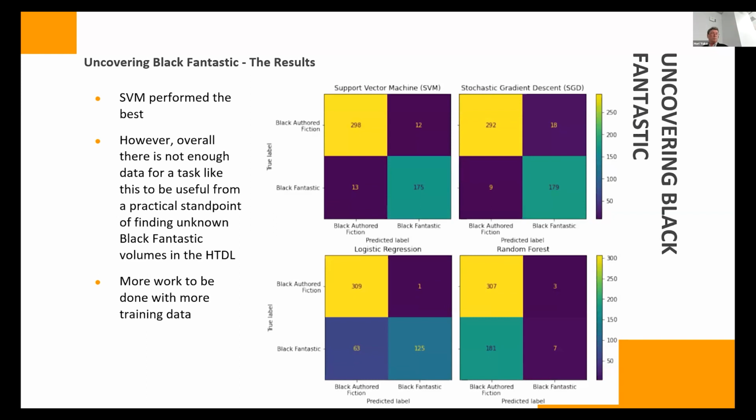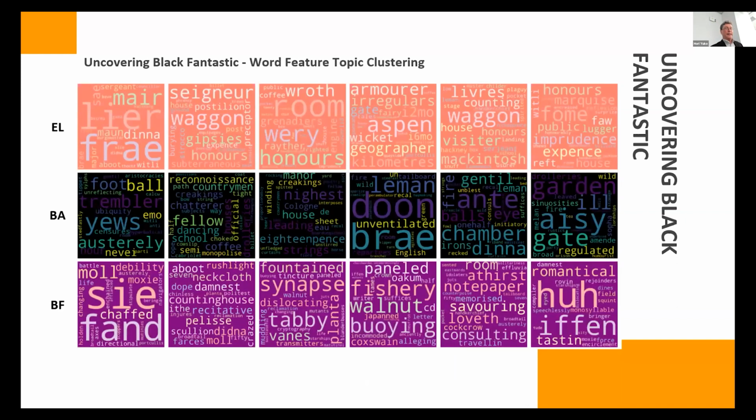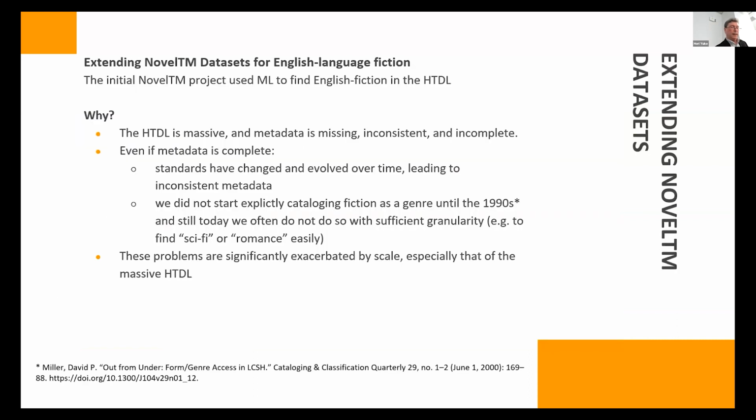And so SVMs appeared to work best at finding new ones and identifying them correctly. So we now have a tool to see if there are hidden Black fantastic books in a collection. We have a very small training set. That's one of the problems, is that the training set that we had was on the small side. And then we also took a look at the different topic modeling. There you can see some of the key terms there.